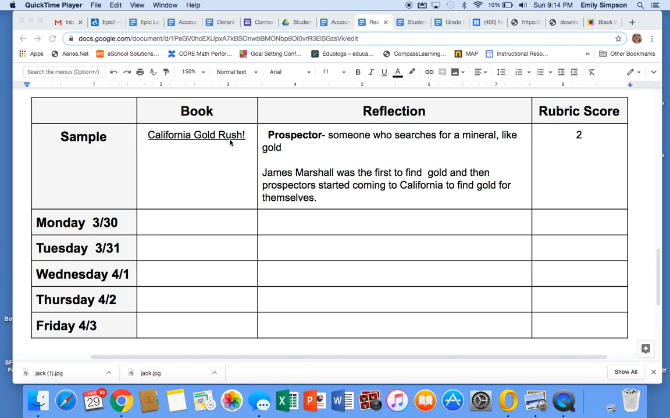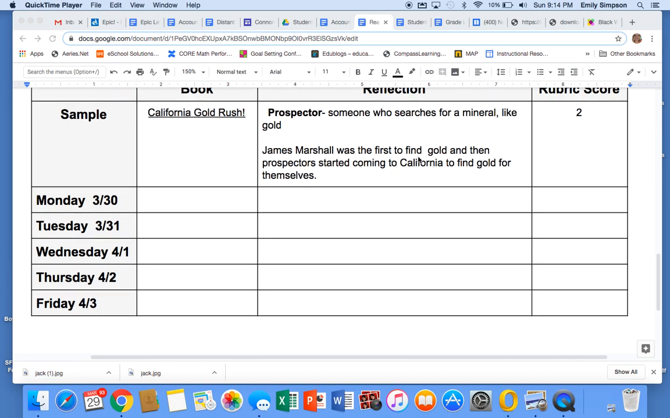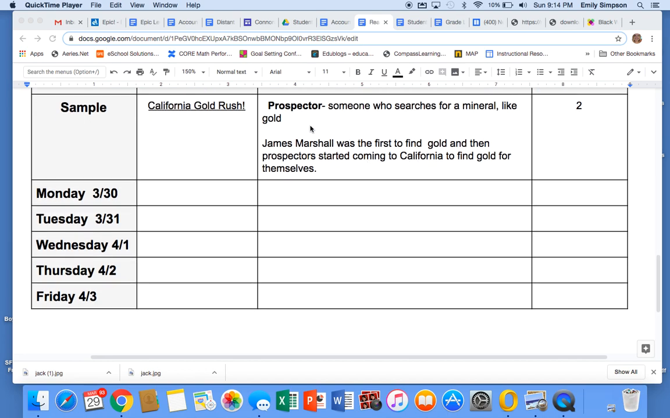I read California Gold Rush. I actually didn't read it all. I had started to read it. And then one of the vocabulary words I came across was prospector, someone who searches for a mineral like gold. And I was reading the same section about James Marshall when I discovered this word, because in this section it said he was the first to find gold, and then prospectors started coming to California to find gold for themselves.